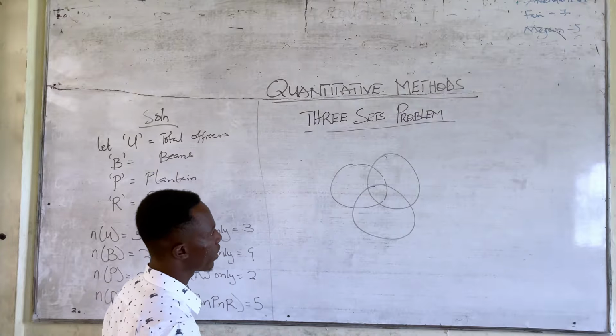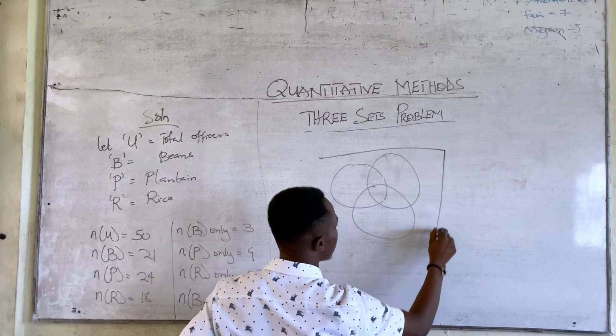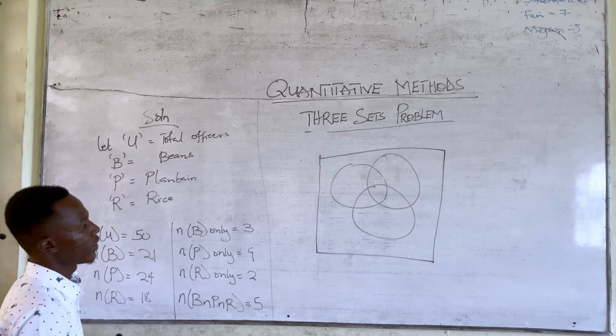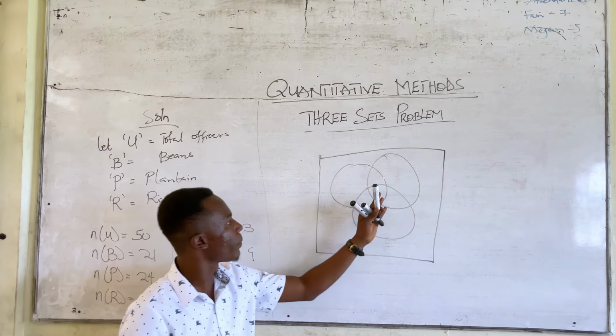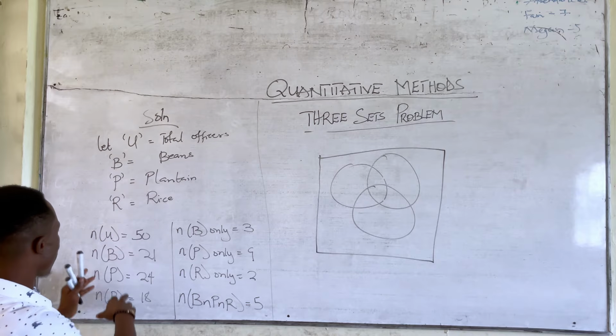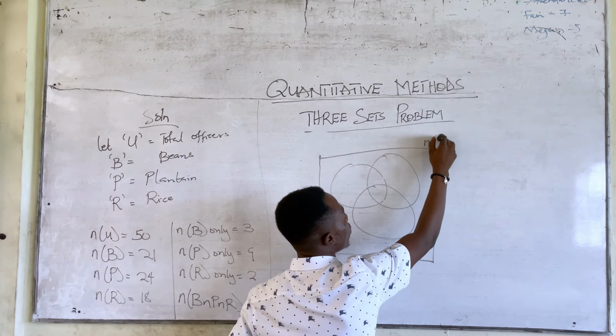Okay, we have 3 circles here. So you see, we bring our box like this, and we are going to represent the circles by the items. So for the first one, number of U, which is 50, that's to come here, right?